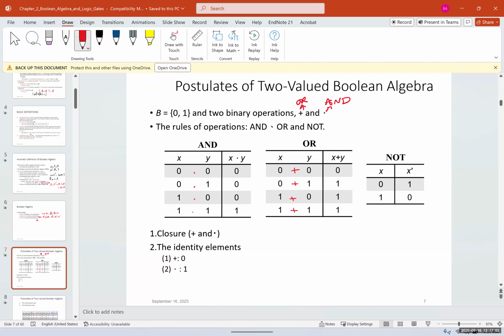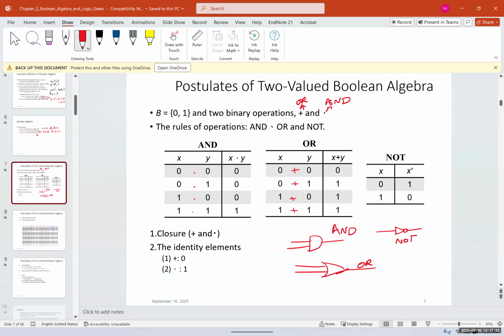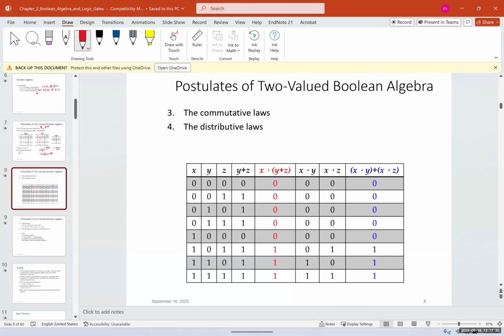And we have the closure and the identity elements as well. We showed the AND gate with this symbol, and we showed the OR gate with this symbol. The pen doesn't work. And the NOT gate was with this. We had the AND, OR, and NOT. This is just a reminder.